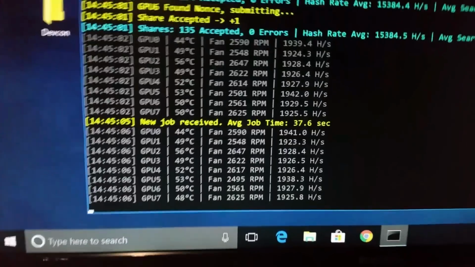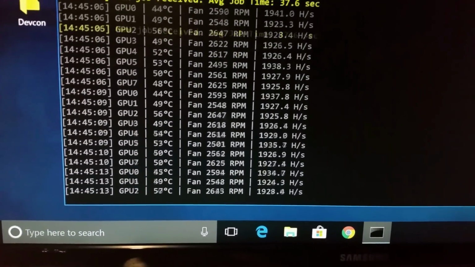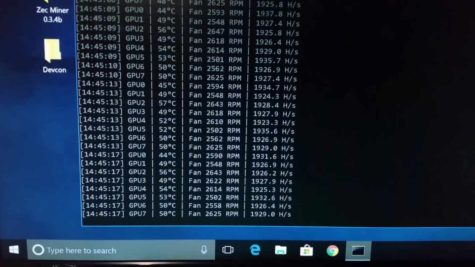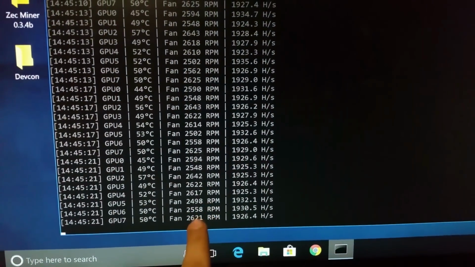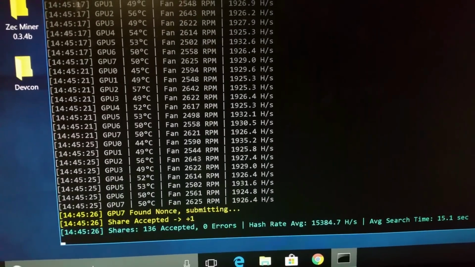Another thing that's really impressive is the temperatures. We're well below 60 Celsius. Considering the cards are blower style, that's really, really impressive. Especially since the fan RPM isn't even that high either. They're running fairly low right now.